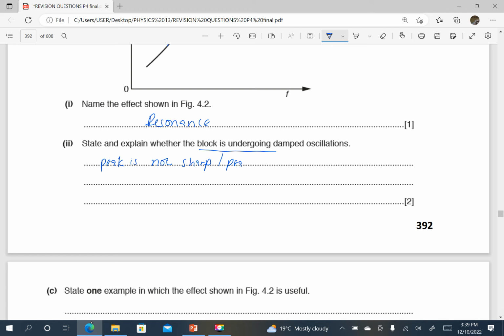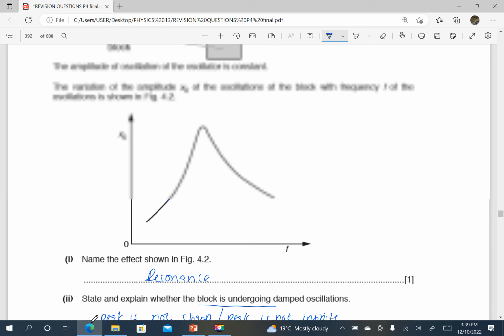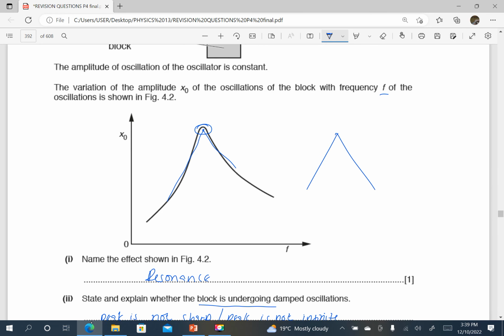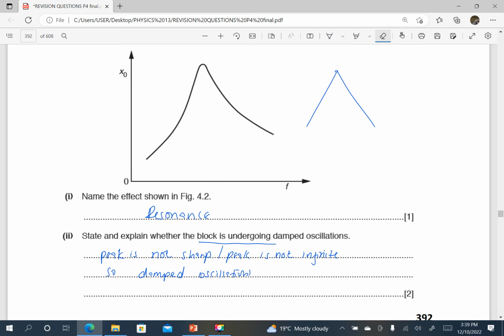For the peak is not infinite, so damped oscillations. I'm saying if there were no damped oscillations, the peak would be infinite, it would be as sharp as that. But since you see it is relatively occurring at a certain range of frequencies, then we say the peak is not infinite, so there are damped oscillations.